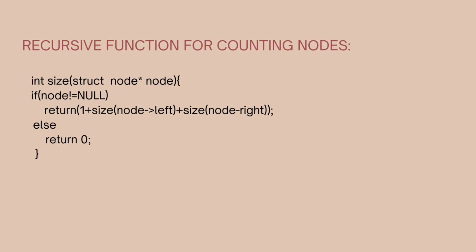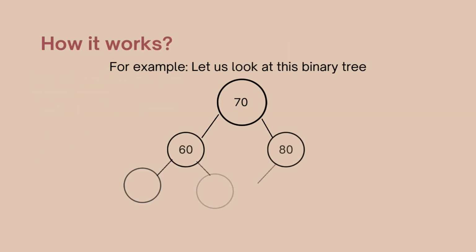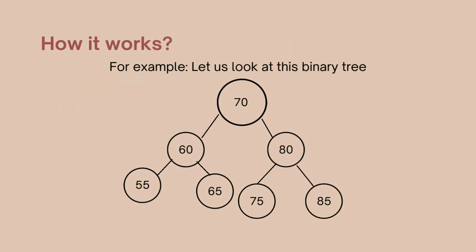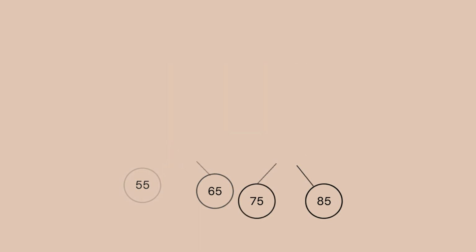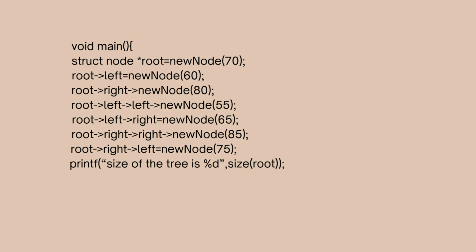Let's consider this example, where the root node is 70. Its child nodes are 60 and 80. The child nodes of 60 are 55 and 65, and the child nodes of 80 are 75 and 85. Now, let's add numbers to the binary nodes. Hence, the main function can be written like this. After this, the function will be called. Let's see how the algorithm works.